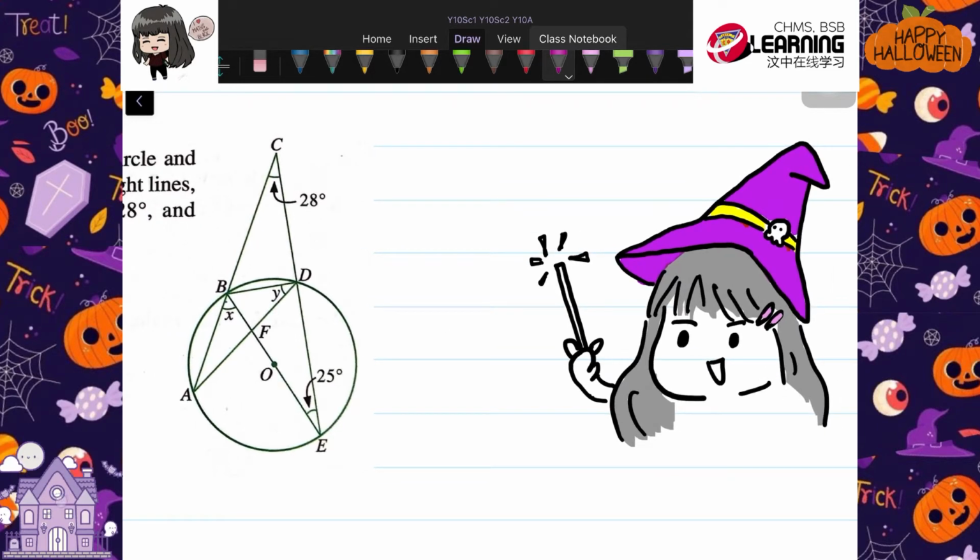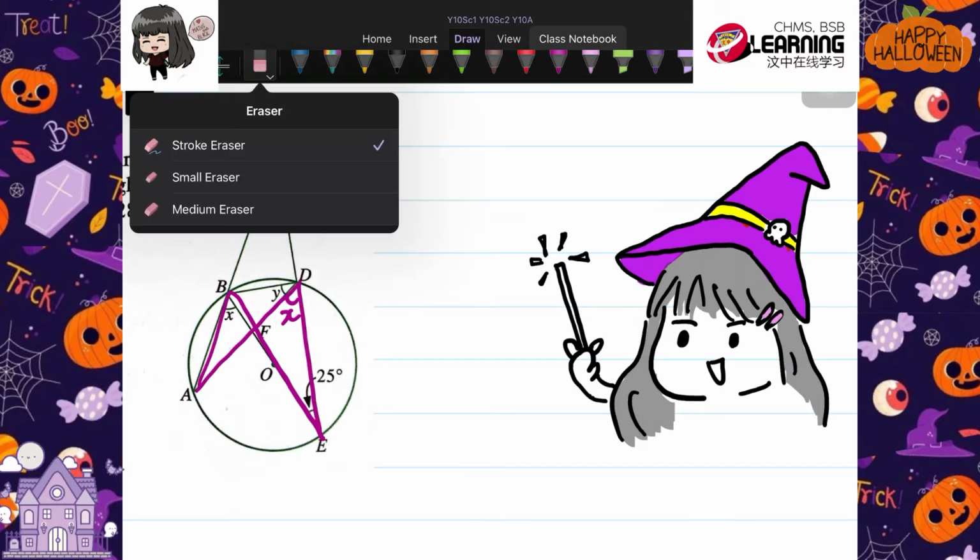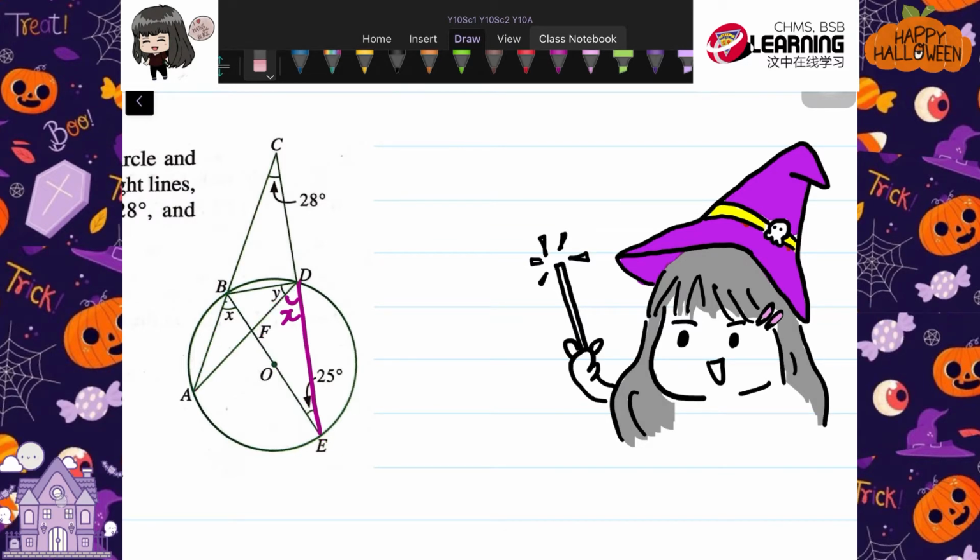If this is x, this is also x because the butterfly is here. You see this angle in the same segment, and the same segment is from AE. And you are right, the 25 is also the same. The 25 is here, it comes from this segment BD. So it's the same, 25 and 25. So how are we going to find x and y?